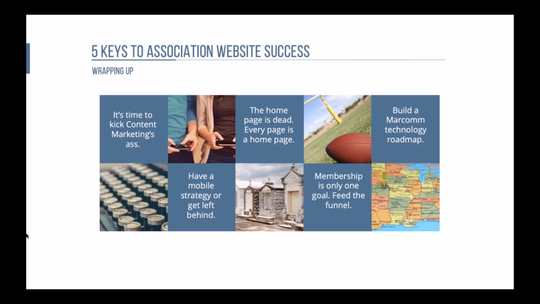So speaking of success, I'm going to wrap up. These are our 5 keys to association website success. We're going to start off with content marketing. We're going to kick the for-profit people's ass. We're going to do it better because you have better content that's more valuable, that's more recognized, and you're just going to get it out there and you're going to make it found.